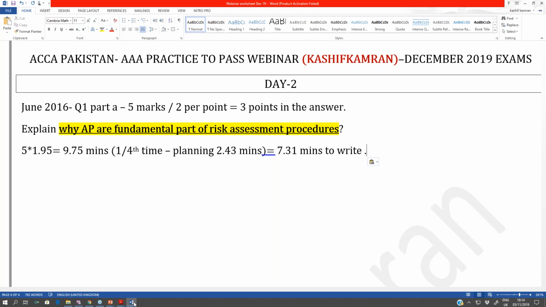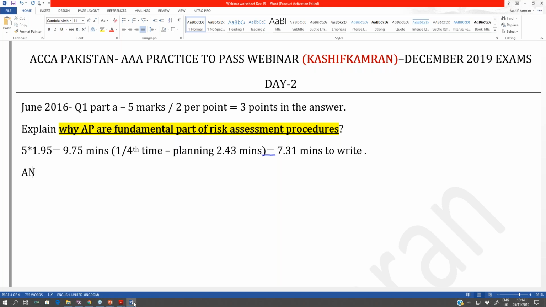So this is the June 16 question in front of you. 5 marks and 2 marks per point, so we need to write a 3-point answer. Explain why analytical procedures are a fundamental part of risk assessment procedures. The examiner is asking a very general knowledge question from a student of audit: why analytical procedures are a fundamental part of risk assessment procedures. So let's start to construct the answer. We need to focus on why analytical procedures are part of risk assessment procedures.